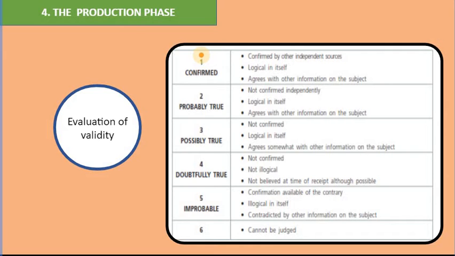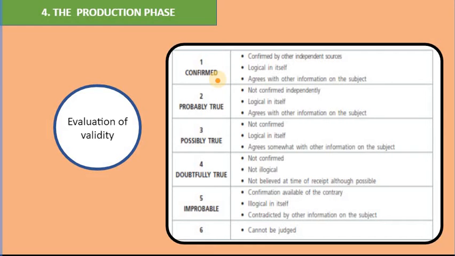And last one, we have number 6, truth cannot be judged. It means yung binigay mo information, hindi mo alam kung totoo or hindi. Again, the 1, 2, 3, 4, 5, 6, this is the code given for the evaluation of information. Do not forget this one: confirm, probably true, possibly true, doubtfully true, and improbable. I will give you a clue. Kapag sa evaluation of validity of information, use this mnemonics.